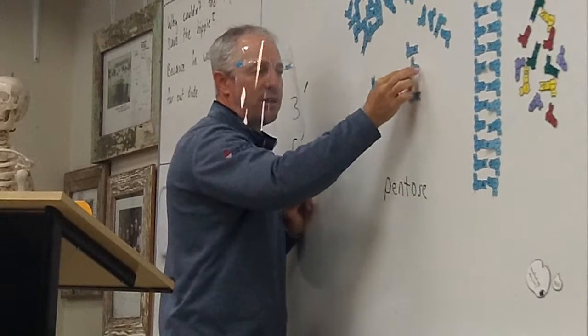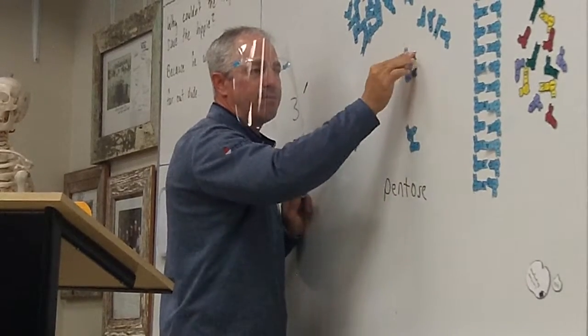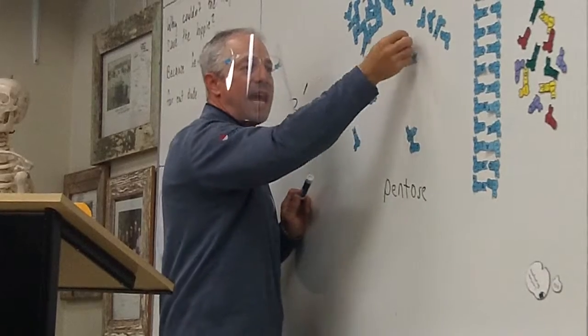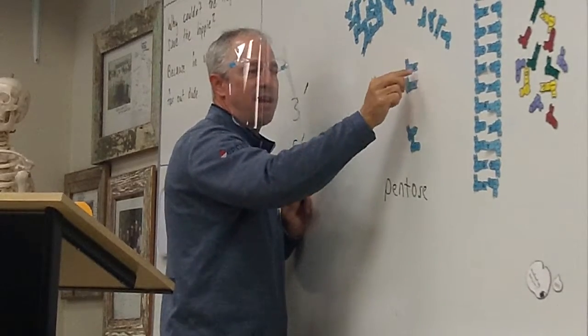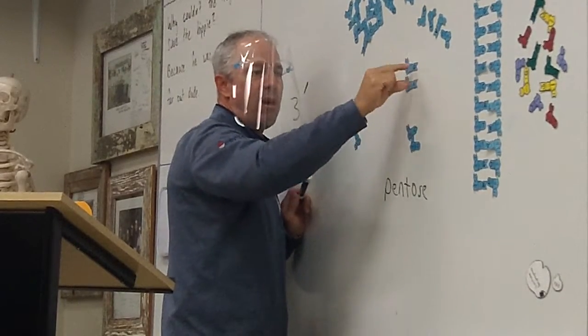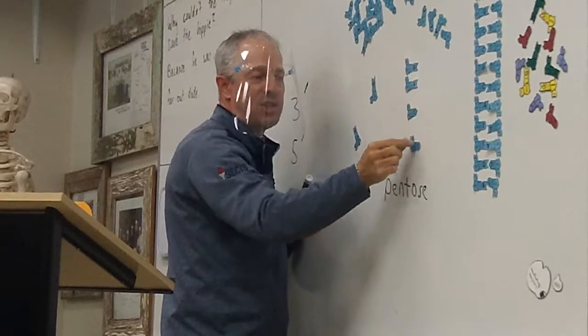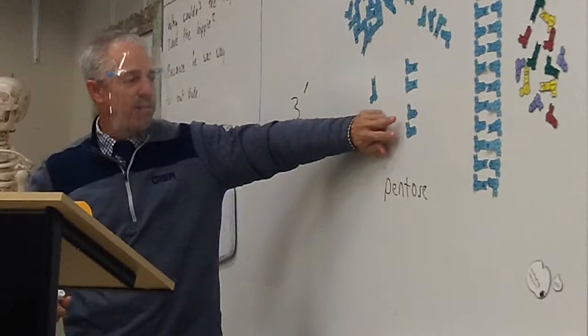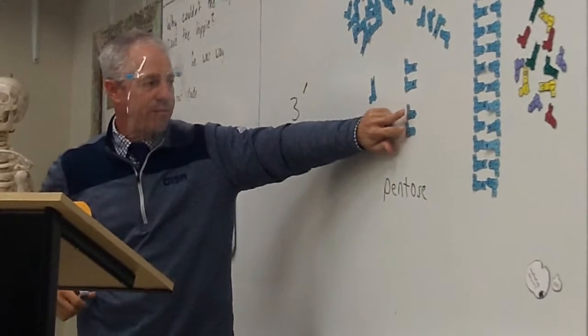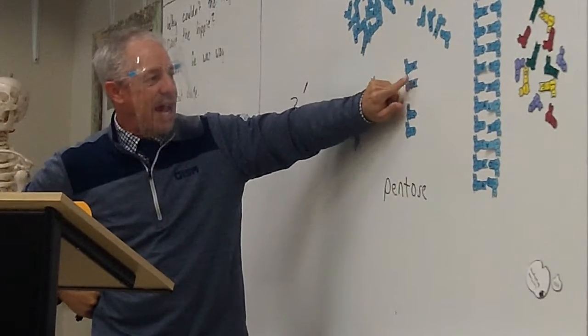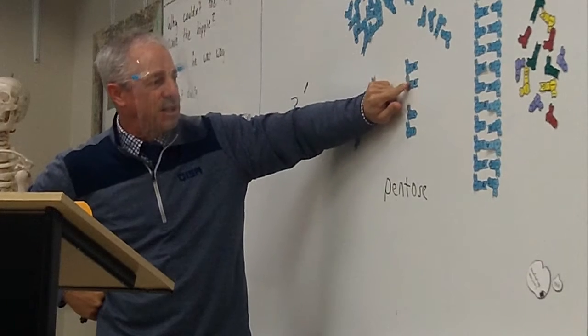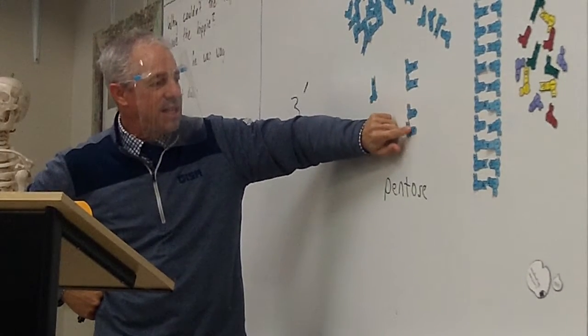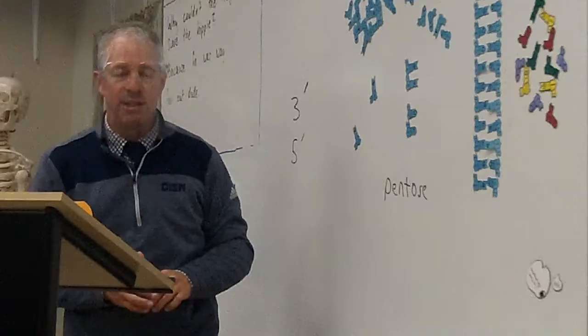Now, there's 2 types of nitrogen bases. Notice the A and the G bases that I've given you are larger than the C and the T bases. You notice that on the model? The G and the A are double-ringed bases. The C and the T are single-ringed bases.